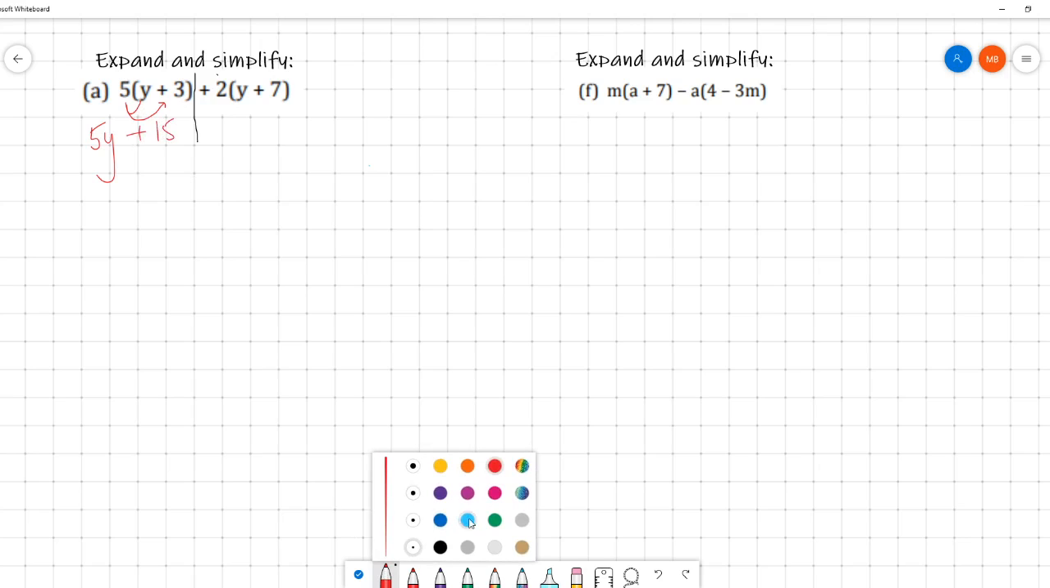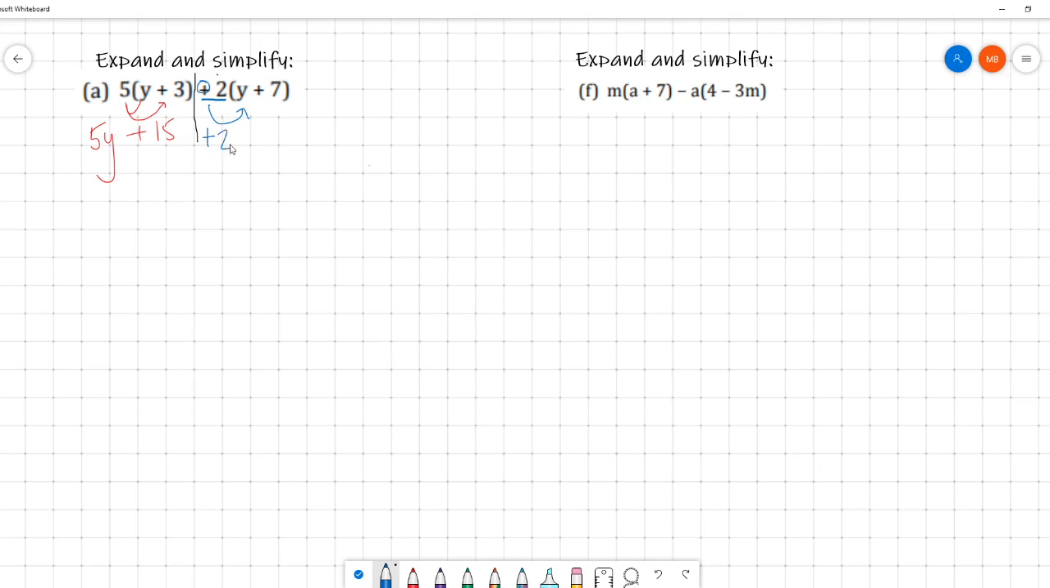Now we're going to do the same with the right hand side bracket. We're going to do positive 2. Remember that's positive 2, it's not just 2 on its own. We have to remember that this sign is very important. Positive 2 multiplied by y is positive 2y. And positive 2 multiplied by positive 7 is going to give us positive 14.